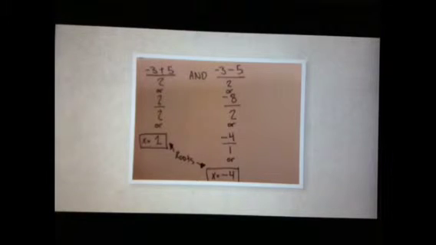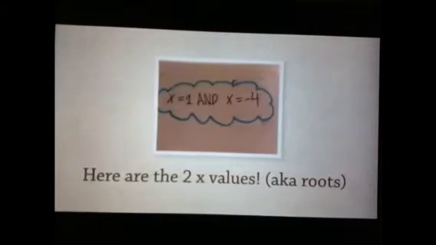So one of the roots is x equals 1. And the second root is negative 3 minus 5 divided by 2. So negative 5 plus negative 3 is negative 8 divided by 2. So this is equal to negative 4 divided by 1, which is also equal to negative 4. So the answers to example 1 are positive 1 and negative 4. These are the x values, also known as the roots.